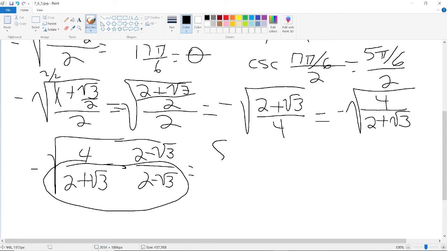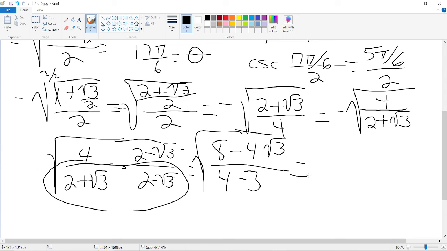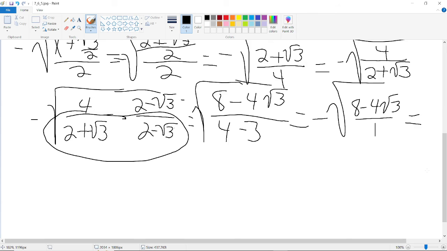So this is going to be 8 minus 4 square root of 3 divided by 2 times 2 is 4, plus 2 square root of 3, minus 2 square root of 3. Those cancel out. Square root of 3 times square root of 3 is 3. And that whole thing is a negative square root. That equals negative square root of 8 minus 4 square root of 3 over 1. Oh, look, it got rid of everything in the denominator.